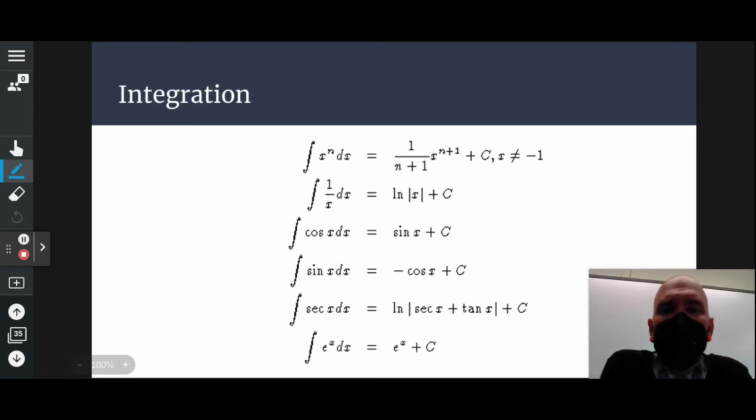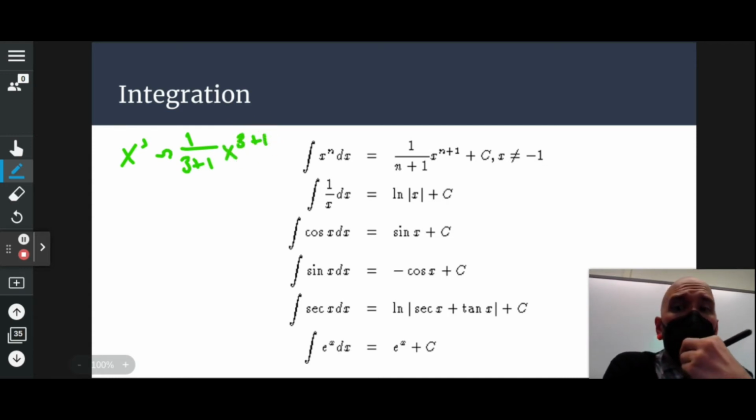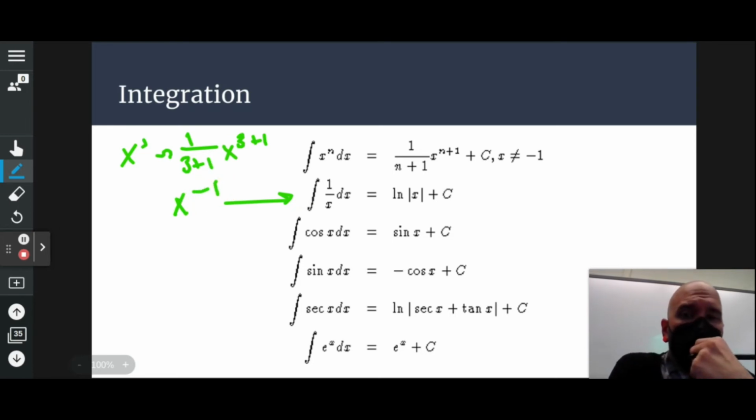So we have the integral of x to the n dx is 1 over n plus 1, x to the n plus 1. So simply put, if I have x to the third, you make that 1 over 3 plus 1, x to the 3 plus 1, and then simplify that into a fourth, x to the fourth. Remember that every now and then, 1 over x can be written as x to the negative 1. So the integral of x to the negative 1, or 1 over x, is going to be ln absolute value of x.